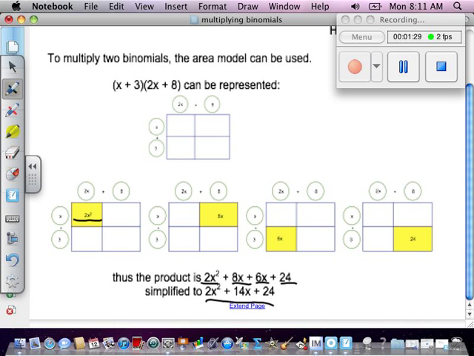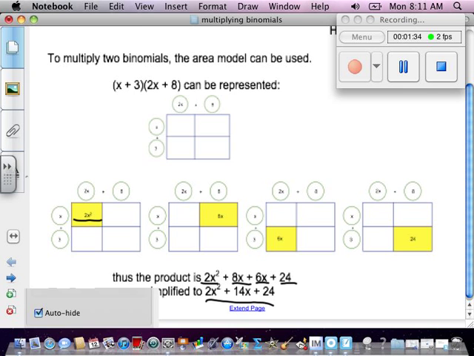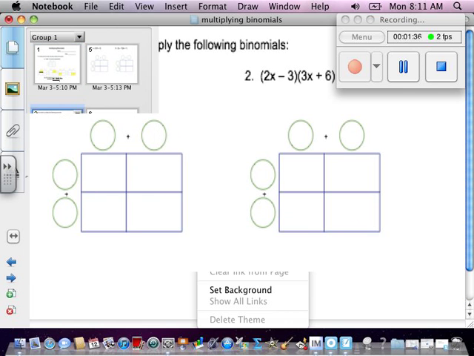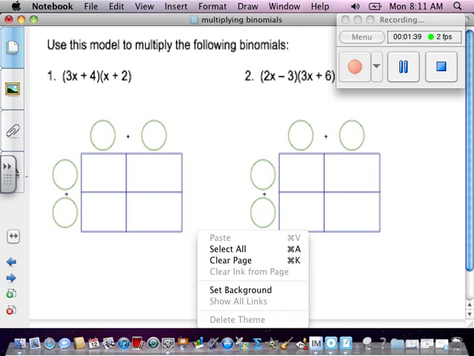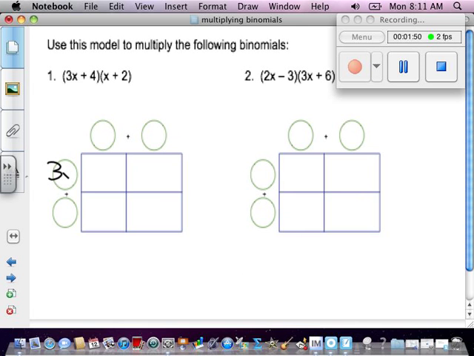Want to try one? All right, ladies and gentlemen, let's look at the next one we've got here. Let's look at number 1. Okay. Is everybody looking up here? So the first thing you need to do is fill out the circles. I'm going to put 3x here, 4 here. I'm going to put x here and 2 here. We okay so far? Okay.